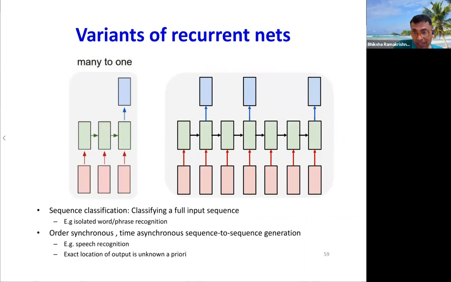The third variant is the figure to the left. This is the full sequence classification. Here, we process an entire series of inputs and produce a single output. We'd need this, for example, if you were analyzing an entire sentence and classifying its sentiment: is it positive or is it negative? Or you're analyzing a passage and you want to answer, is it talking about cricket or is it talking about football?